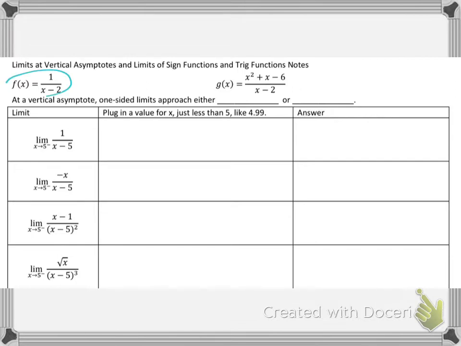So on this first function, you can tell that that denominator would be undefined at x equals 2. If we were to plug 2 into the denominator, we would get 0, which would make that entire function undefined. So that tells us that our graph has a vertical asymptote at x equals 2. There's nothing we can do algebraically to cancel out that x minus 2 on the bottom. So that informs us that the graph has a vertical asymptote.